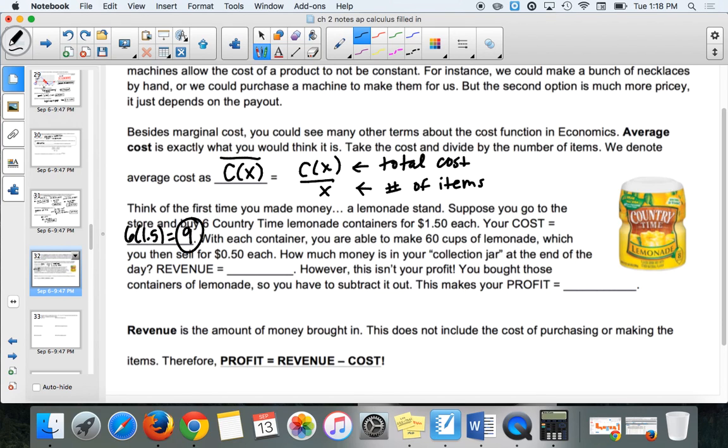So with each container, you're able to make 60 cups of lemonade, which then you sell for 50 cents each. You're a nice kid. You're selling it for 50 cents each instead of $1. A lot of the kids are selling for $1 each. All right, so how much are you making?